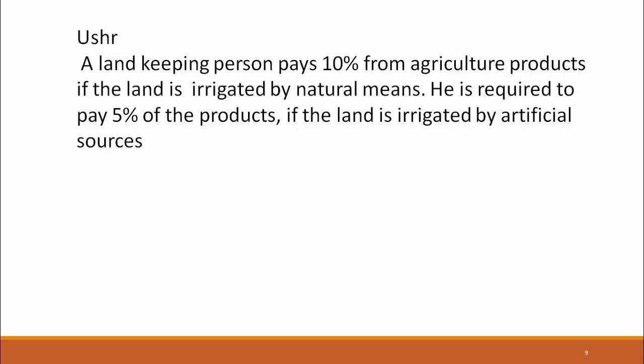The person will pay 10% of the agricultural products if the land is irrigated by natural sources, and 5% of the produce if the land is irrigated by artificial sources. If there are no natural sources and the person irrigates the land by artificial sources, then the person should pay 5% of the products of the land.